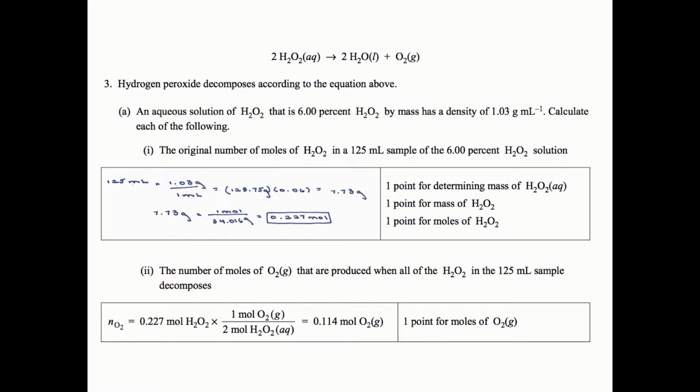Then it says the number of moles of oxygen that are produced when all the hydrogen peroxide in the 125 mL sample decomposes. Well, I need to use my mole-to-mole ratio because I know 0.227 moles of hydrogen peroxide are there. I'm going to convert it into moles of oxygen. It's a 2:1 ratio, so I get 0.114 moles of oxygen. So you get 1 point for that. Keep in mind, if your answer from part I was wrong, as long as you use your wrong answer from part I in part II, then you'll get that point.